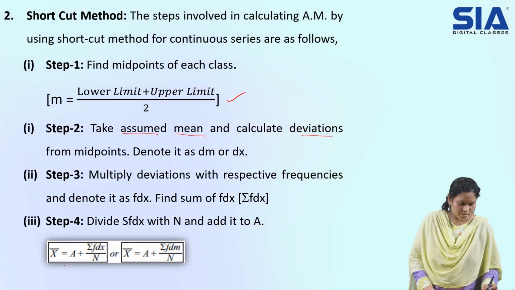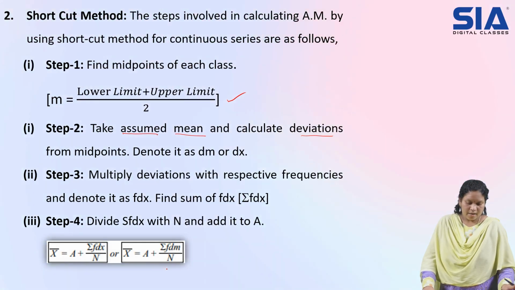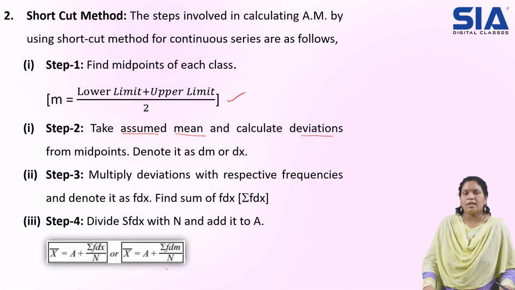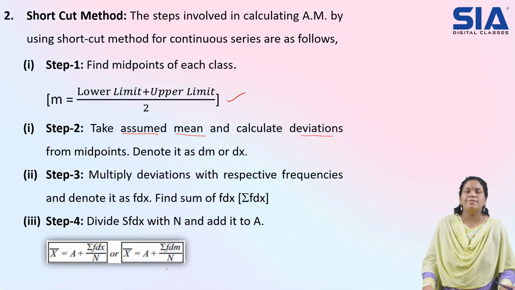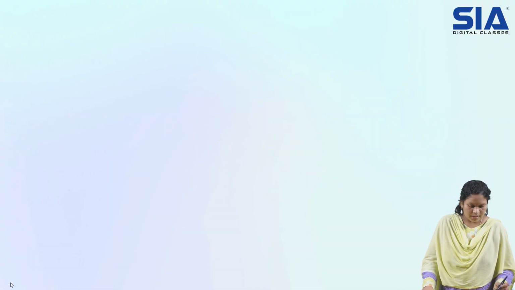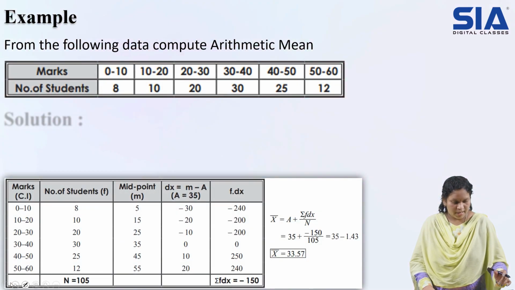Now the formula becomes this one: x bar is equal to a plus summation f dx by capital N, or a plus summation f dm by capital N, because summation f dx or f dm we are considering, right? So any one of the formulas we can use. So how to get that assumed mean, how to get the deviations and all, let us check it out using one example.